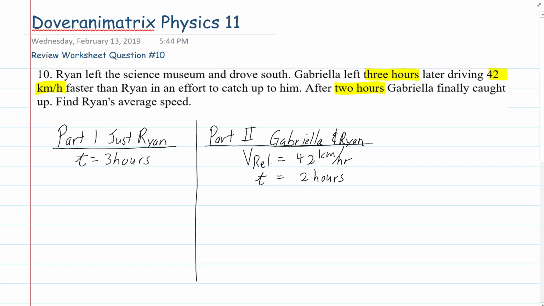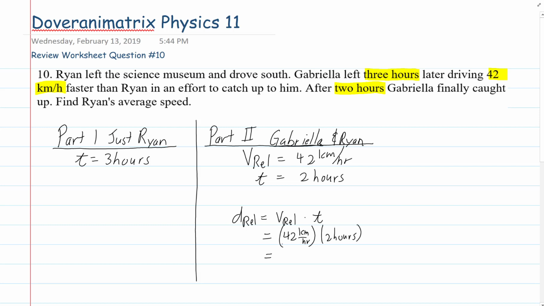So if we have time and velocity, we can get the relative distance. It is going to be relative velocity times time. Velocity times time is going to be the displacement, or distance is speed times time. So this is going to be 42 kilometers an hour times 2 hours.